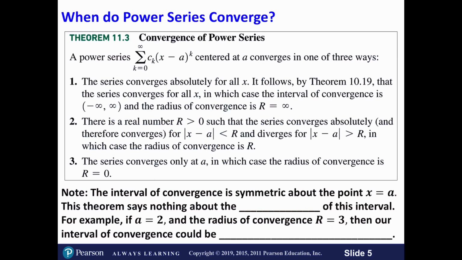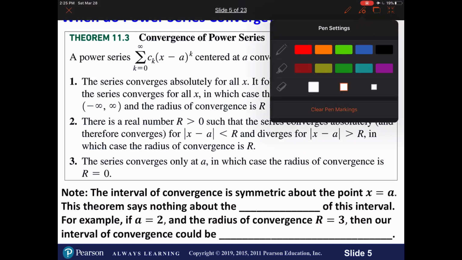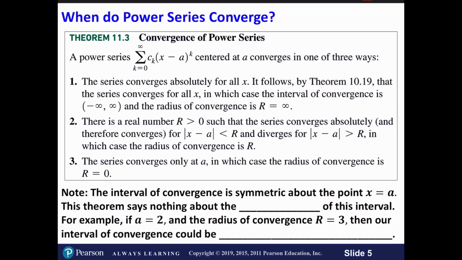So here's the formal theorem from the textbook. And I'll just read it along with you guys. A power series from k equals 0 to infinity of c_k times (x minus a)^k, centered at a, converges in one of three ways. All right, so this is a little bit different of a concept that we haven't quite talked about yet. So the idea here is that power series will converge in one of three ways.